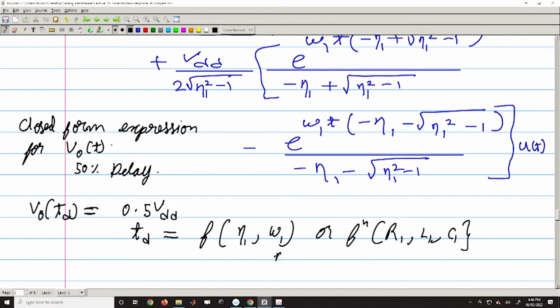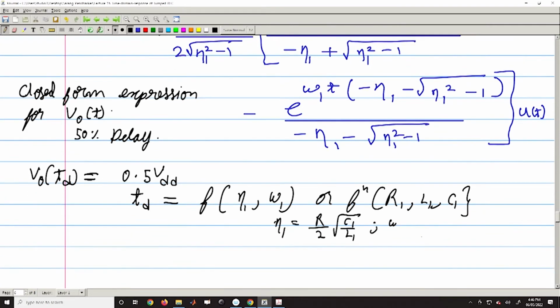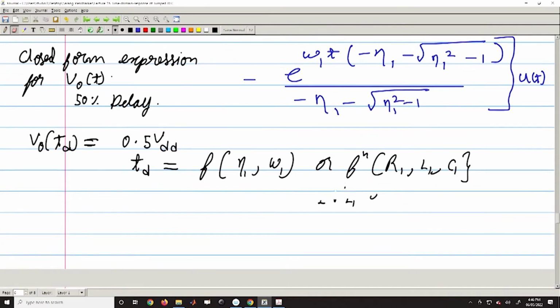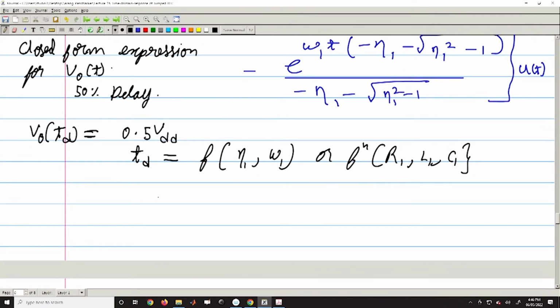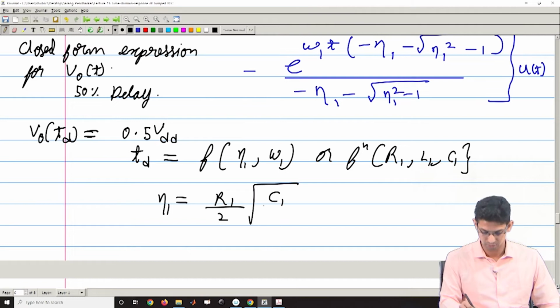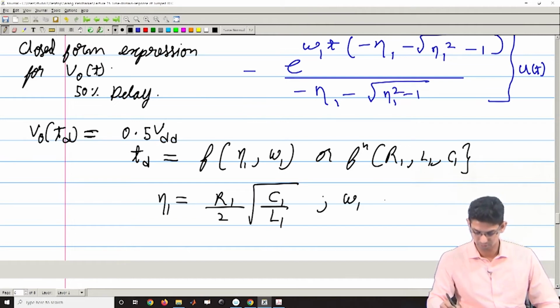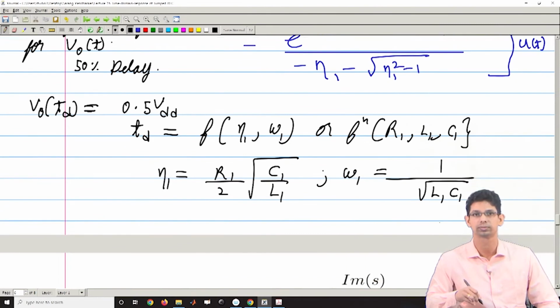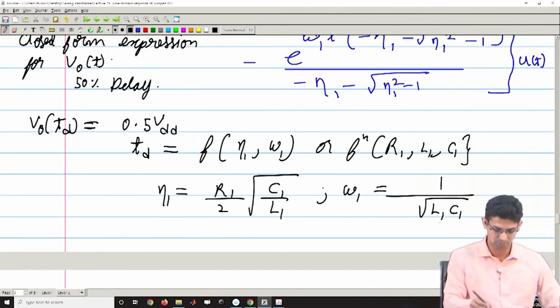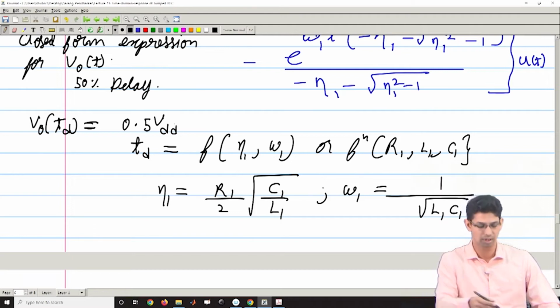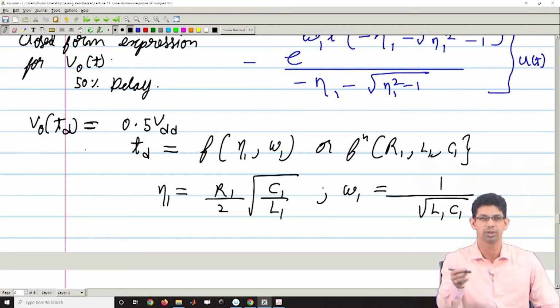What is eta 1? Your eta 1 is R1 divided by 2 root over C1 by L1, and your omega 1 is equal to 1 by root over L1 C1. So, from here you can get some way of getting the delay. In the next lecture, we will see that curve fitting can be used to get a simpler expression for a delay for different values of eta, right.